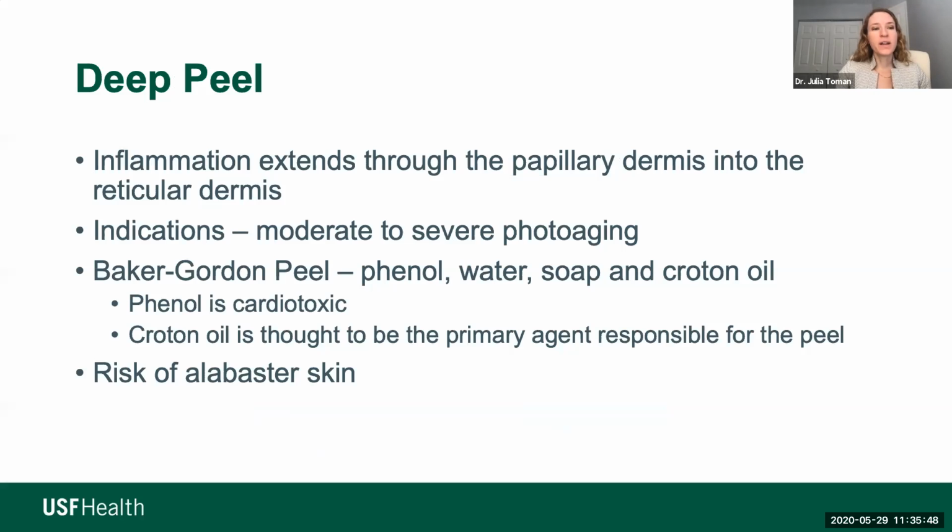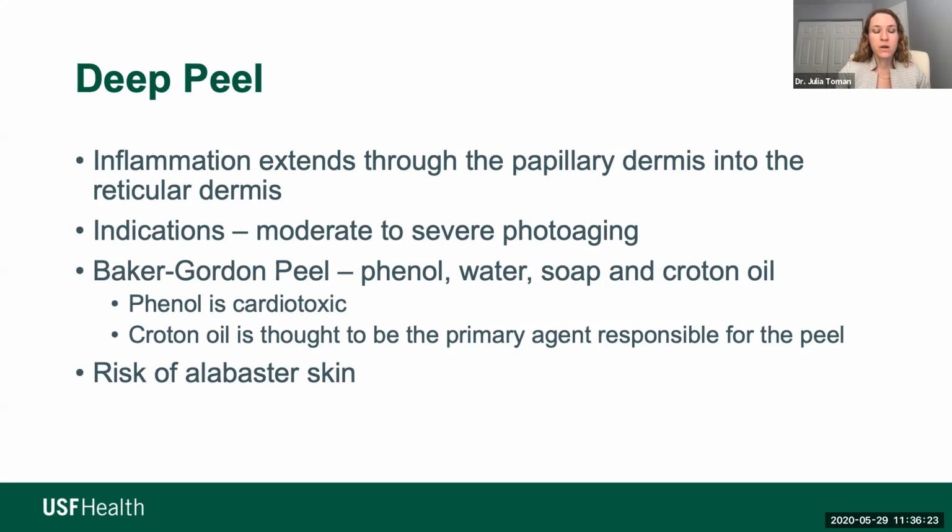And then finally, we talk about deep peeling, and this is inflammation that extends through the papillary dermis into the reticular dermis. Its indications are moderate to severe photoaging. And the classic example is the Baker-Gordon peel, which is made up of phenol, water, some soap, and croton oil. It's important to remember that phenol is cardiotoxic. These patients need to be receiving cardiac monitoring if a Baker-Gordon peel is being used, and aggressive hydration.